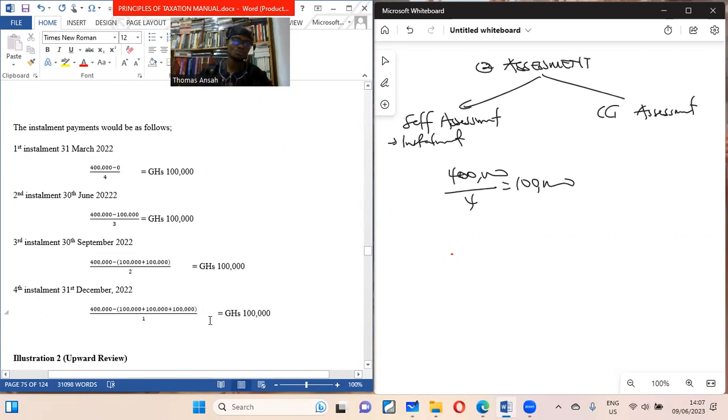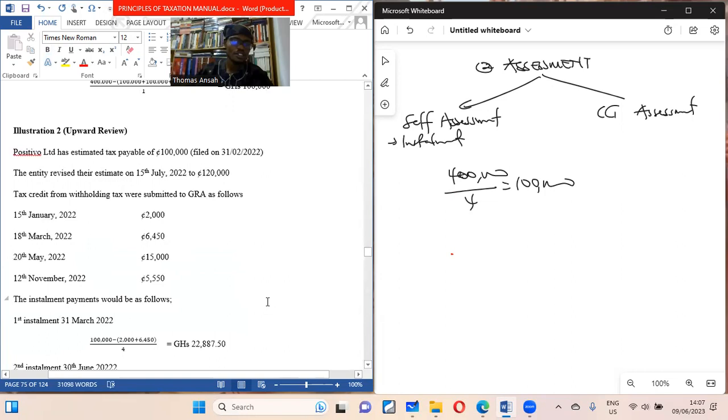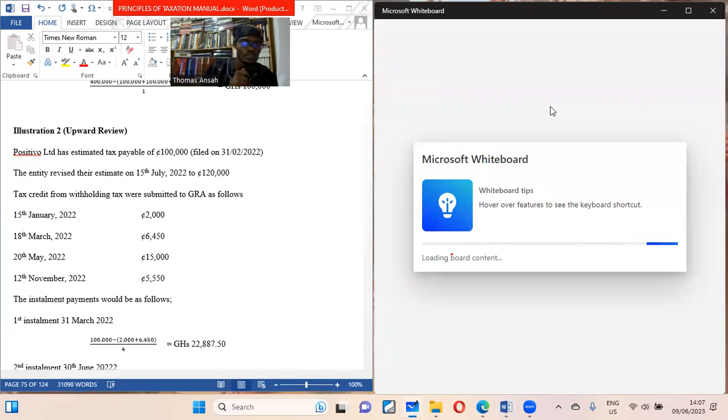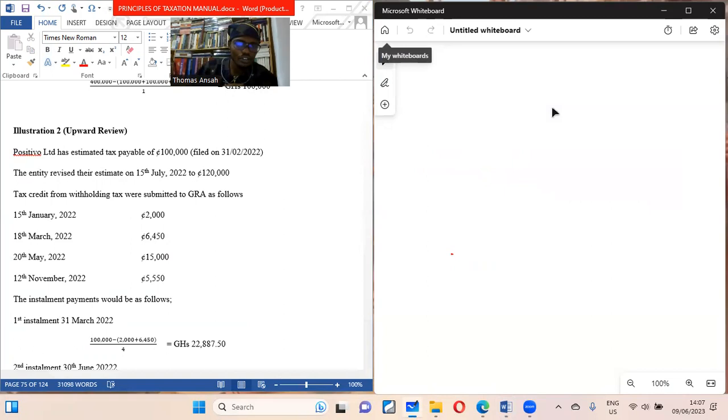But let's say he revised. So you see this example. Positivo Limited has a tax estimate of 100,000. He filed it in February. Remember, the deadline is 31st March. So he filed it in February, and the entity revised it on 15 July. He also had tax credit from withholding taxes. So let's open a fresh page here. What will happen is what you see here.